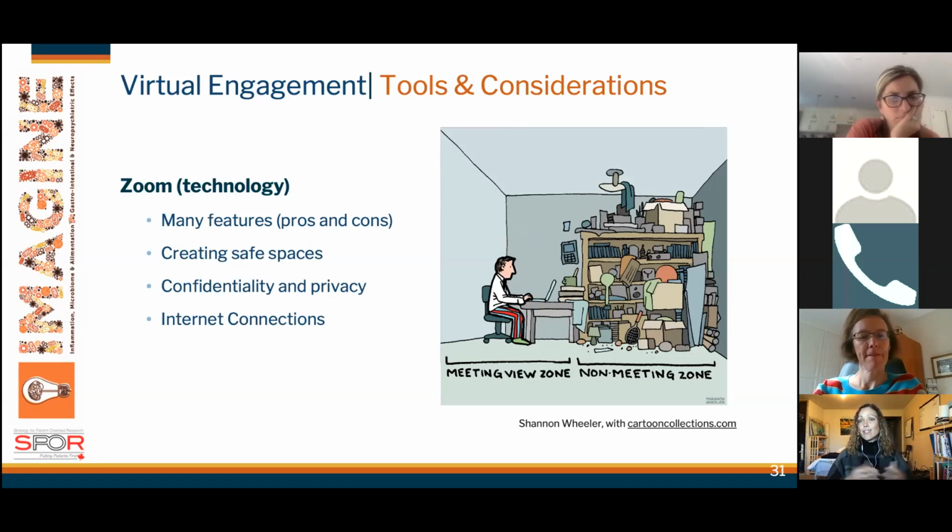And then internet connections. I know what this is like. I live in a rural area. Sometimes my internet is a little shady. I always call in on my phone, and sometimes I have to turn my camera off.